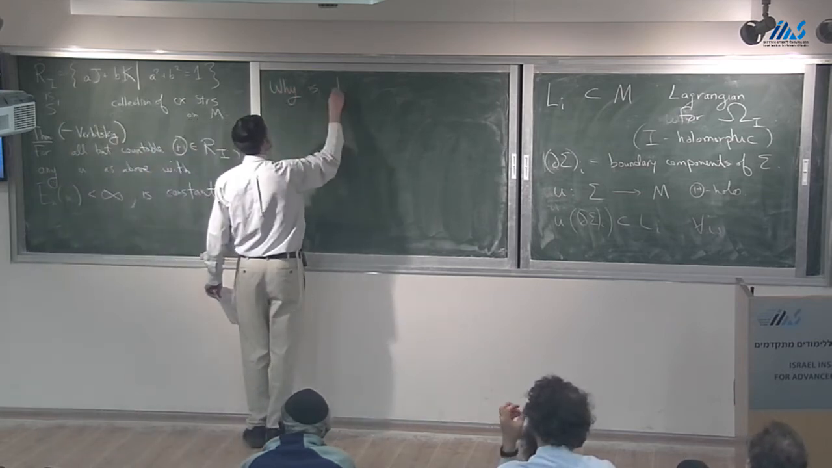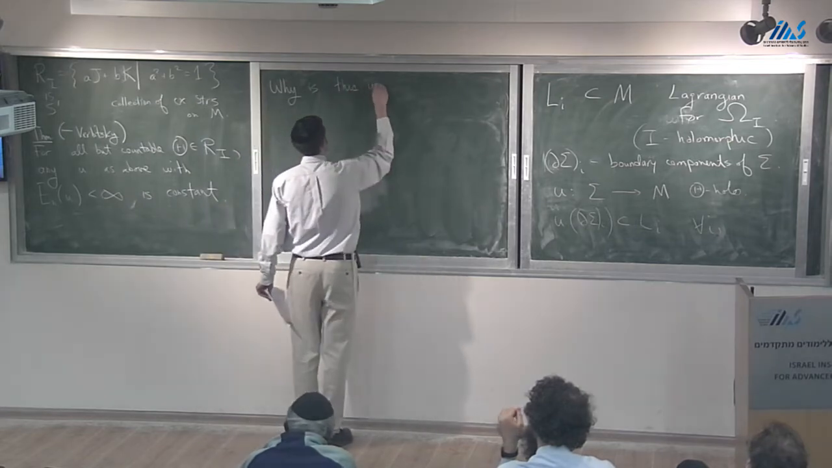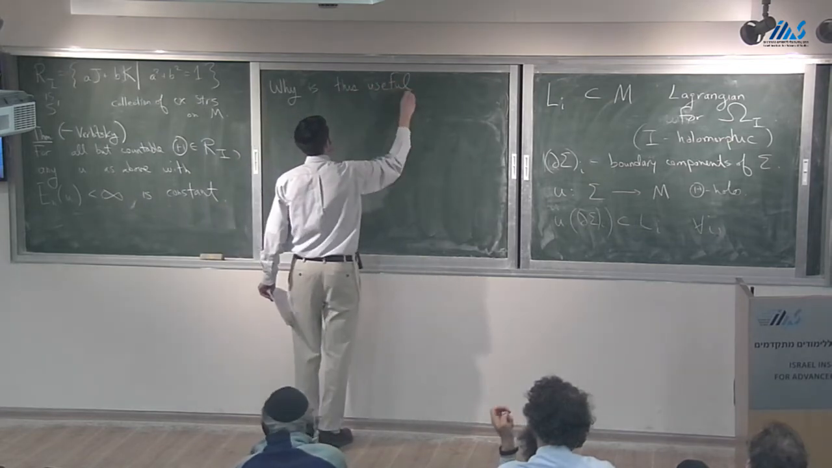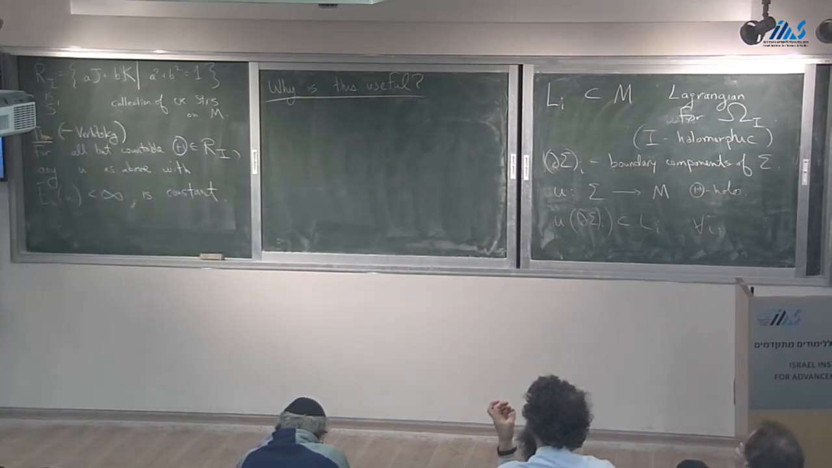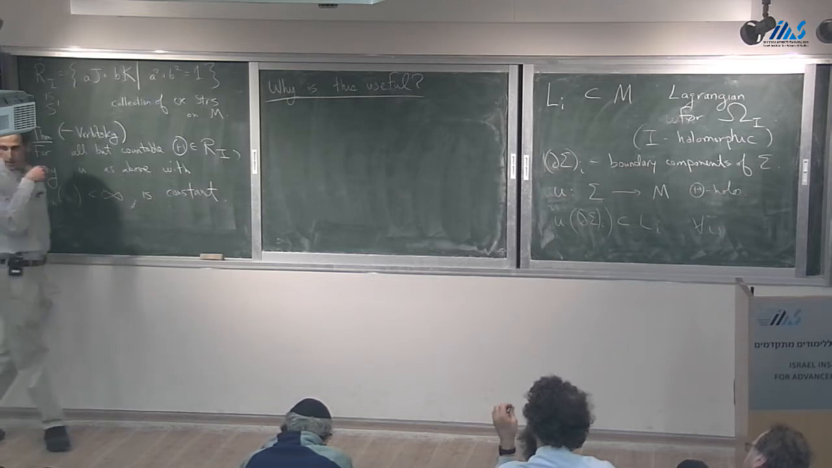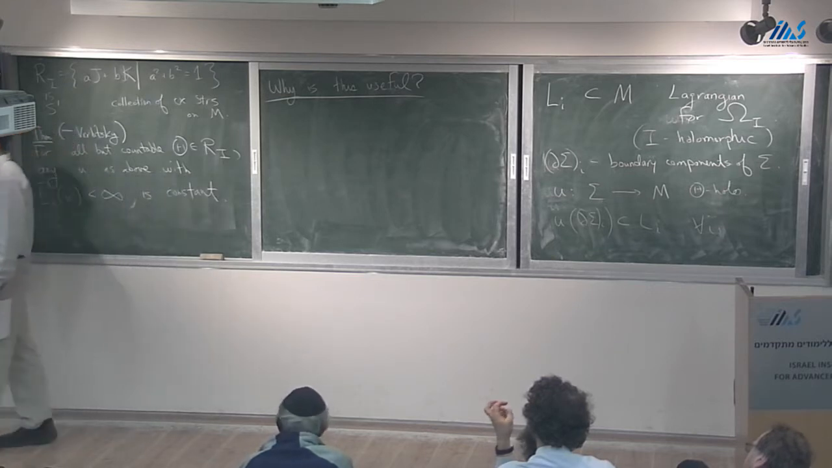Why is this useful? You have an explicit description of the theta? This theta? Yeah, it's completely explicit. What is it like roughly? Sorry? What is it like roughly?